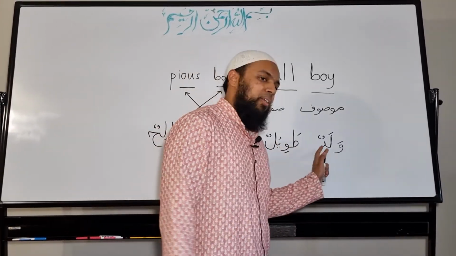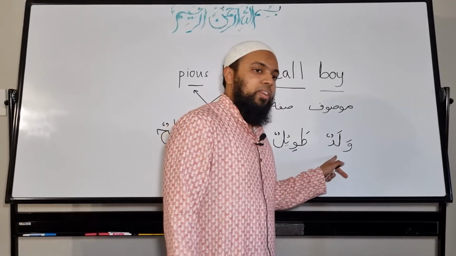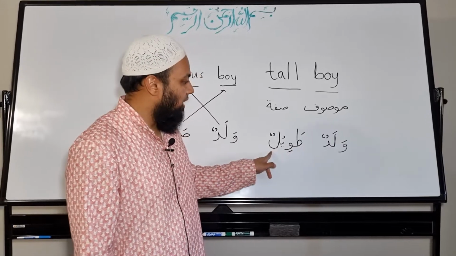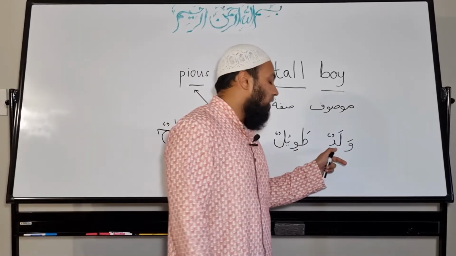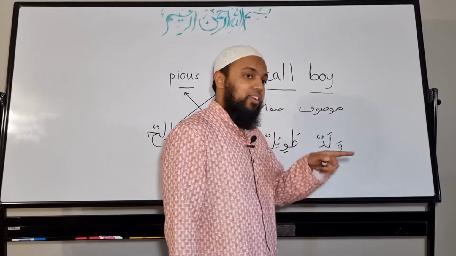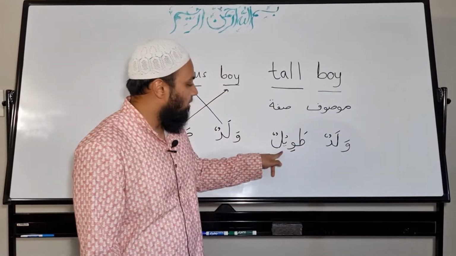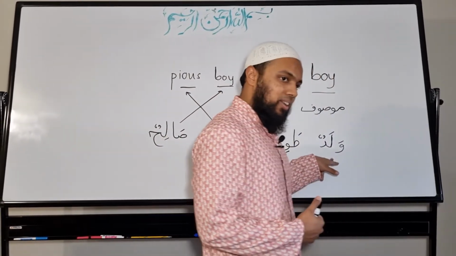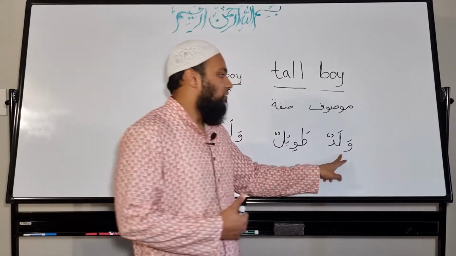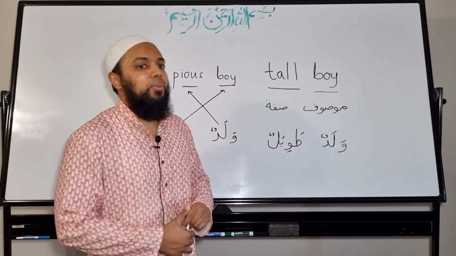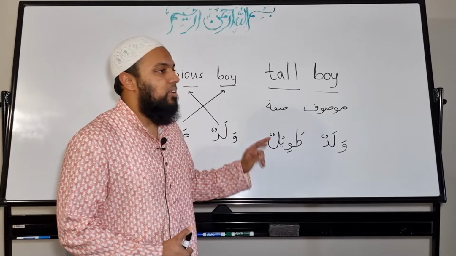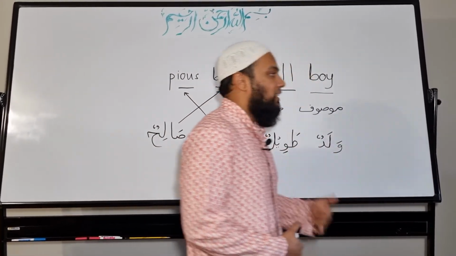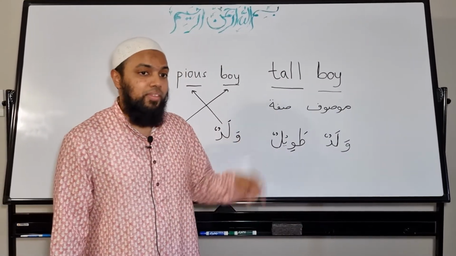If waladun is marfu, sifat will be marfu. If waladan is mansub, which means in nasab, sifat would be tawilan. If waladin is in jar, sifat will be tawilin in i'rab. What about jins? If waladun is muzakkar, the sifa would be muzakkar. If in the place of waladun I use bintun, which is muannas, it would be tawilatun, which is muannas. What about adad, wahid, musanna and jama?